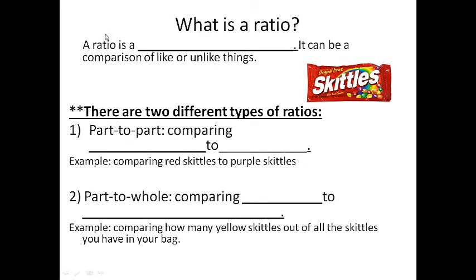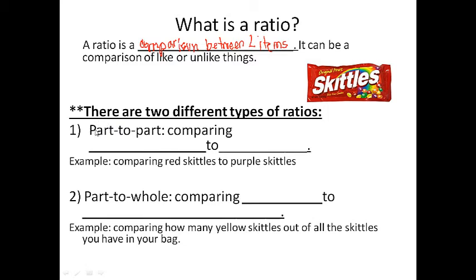Alright, so let's look at what a ratio is. A ratio is a comparison between two items. And it can be a comparison of things that are the same, or it can be two random things that are compared. It's just a comparison.